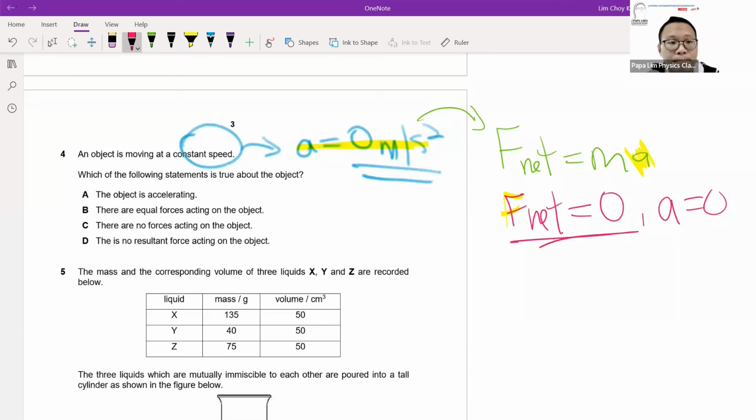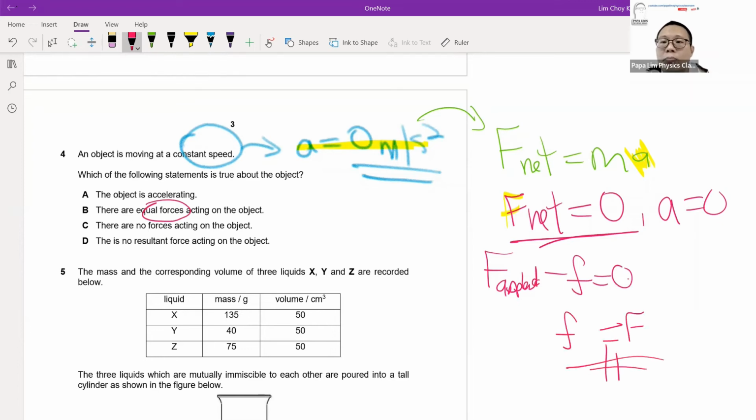Now, when we talk about constant speed and the forces acting on it, I will not be able to conclude that every situation will imply equal forces acting on the object. For example, one of the common workings that we see will be the force applied minus the friction equal to 0, and from there you'll find that the friction will be equal to the force applied. But it doesn't mean that the two forces are always equal. It's just one of the possible scenarios.